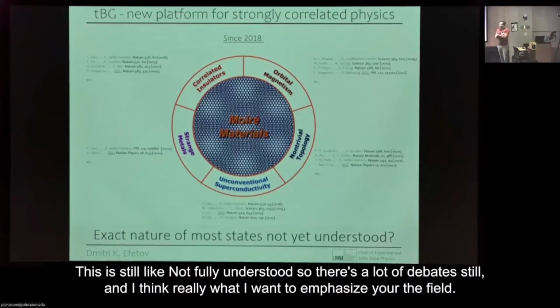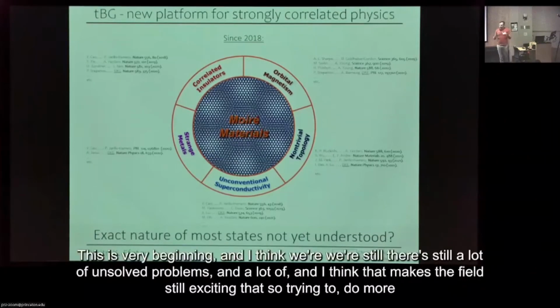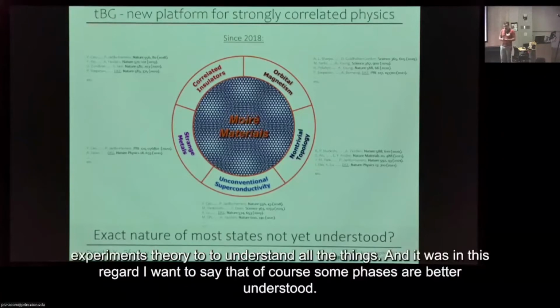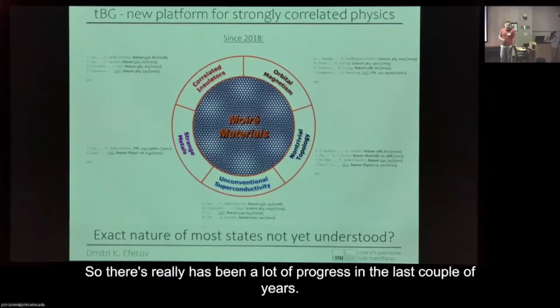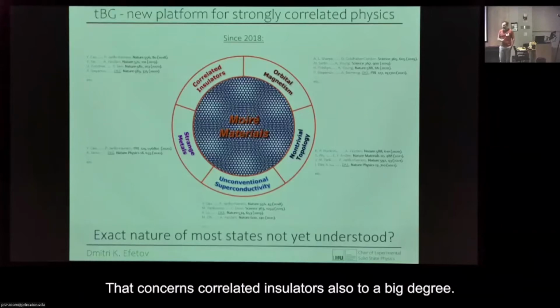What I want to emphasize here is that the field is in its very beginning, and there are still a lot of unsolved problems. I think that makes the field exciting, that we can still do more experiments and theory to understand all those phases. Of course, some phases are better understood. For example, the topological and orbital magnetic phases are more or less understood, and there has been a lot of progress in the last couple of years. That concerns correlated insulators also to a bigger degree.